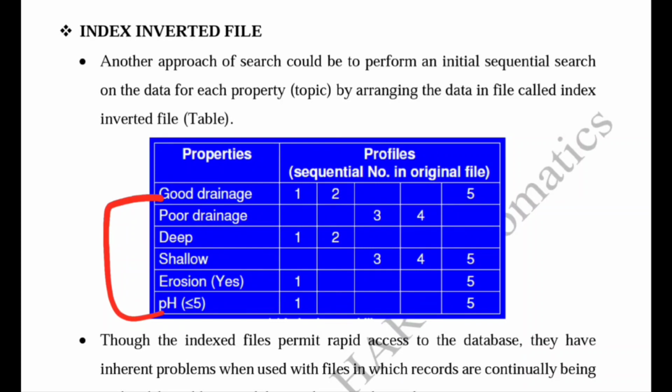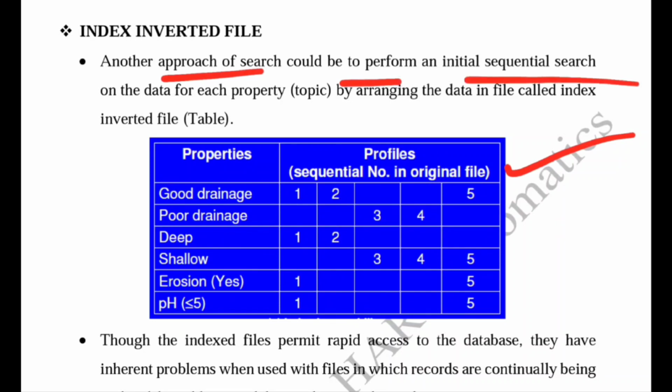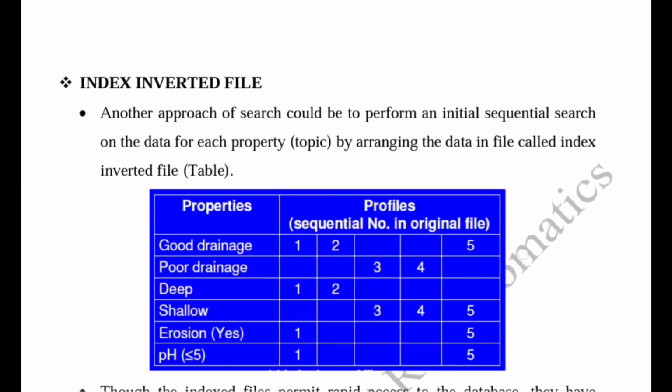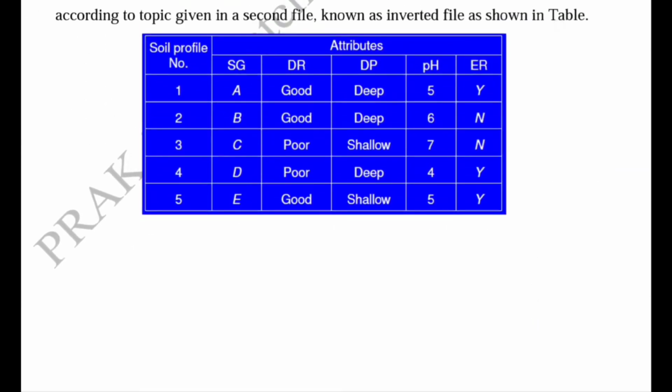Because many attributes can be linked to a single entity, it is very easy to retrieve the data from the database. This file structure is known as the index inverted file. Another approach to search could be an initial sequential search on the data for each property or topic, by arranging the data in a file index called the index inverted file. In this table, these are the properties: good drainage, poor drainage, deep, shallow, erosion, pH less than 5. So we are storing similar data, taking the example of this data.